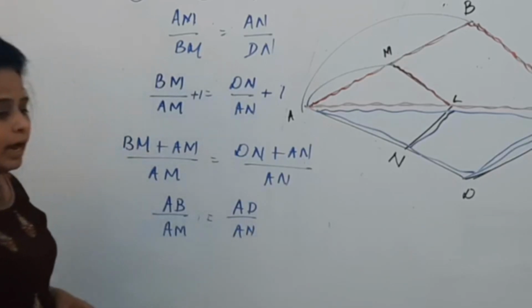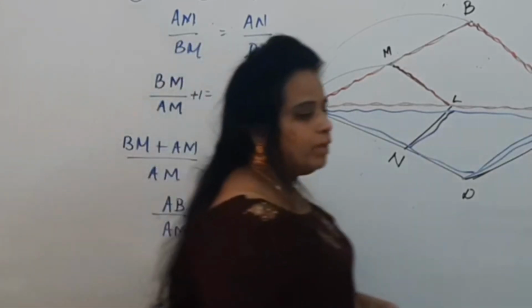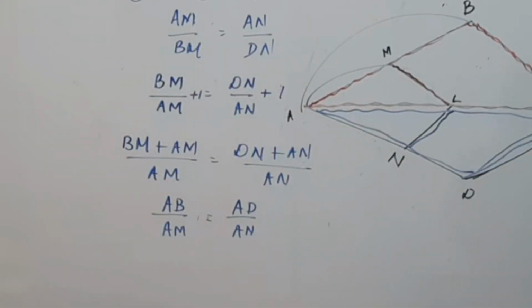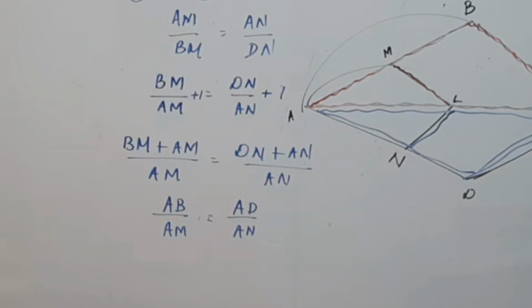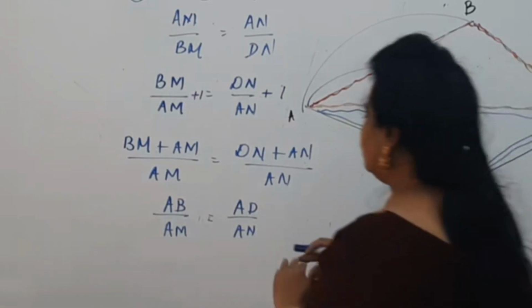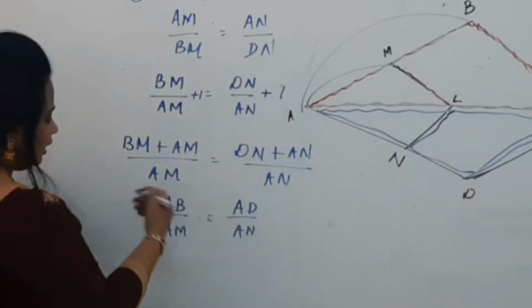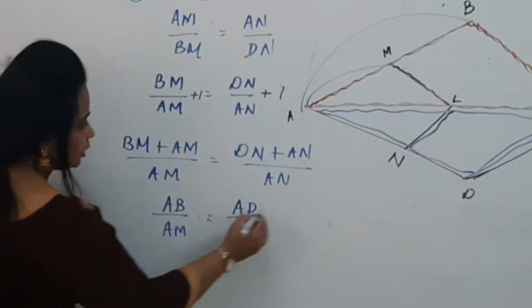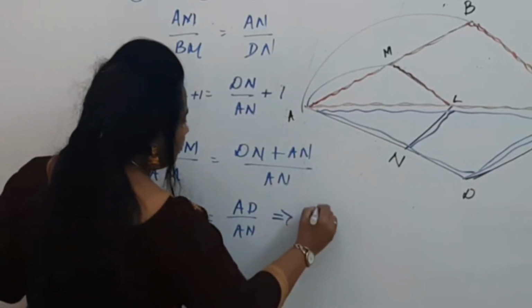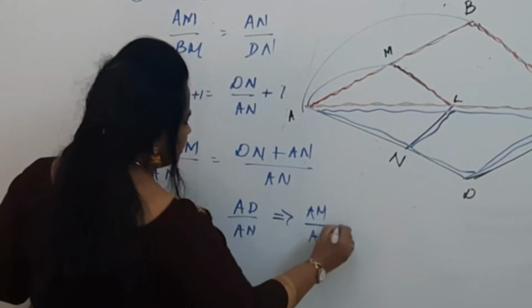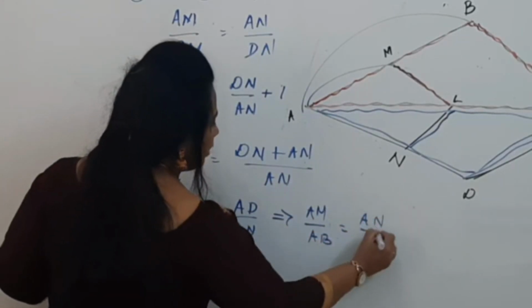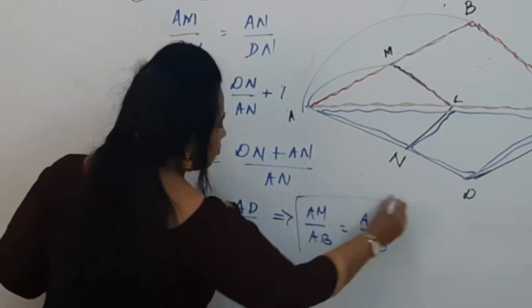This is what I have to prove. That is AB by AM is equal to AD by AN. This is what I have to prove. So what I do to get exactly this, take again the reciprocal, that is AM by AB, that is understood, that is equal to AN by AD. So this is my proof.